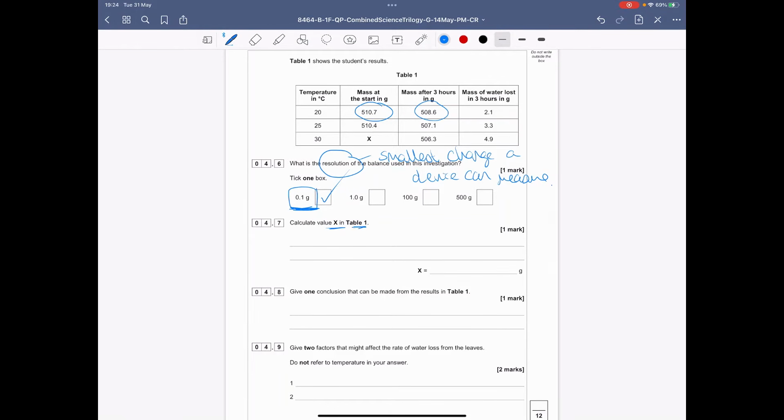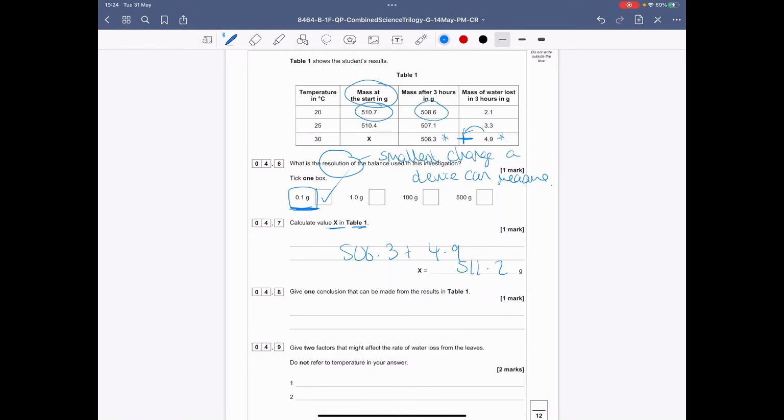Calculate value X in table 1. So we're calculating the mass of the plant at the start. So it's finished up with 506.3 and it's lost 4.9. So all we would do to calculate the initial mass is add the amount of water we lost back onto it. So if we add those numbers together, 506.3 plus 4.9, that gives us 511.2 grams.